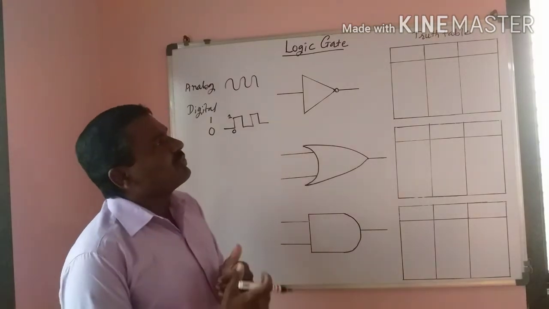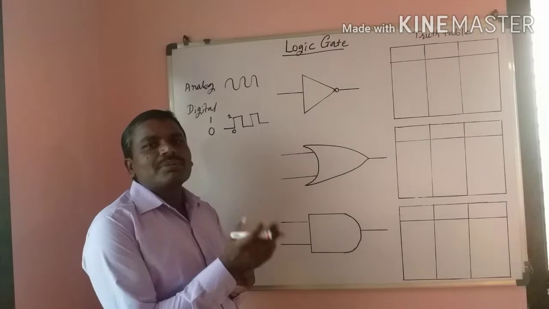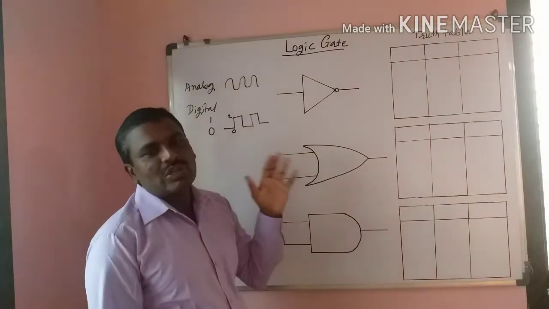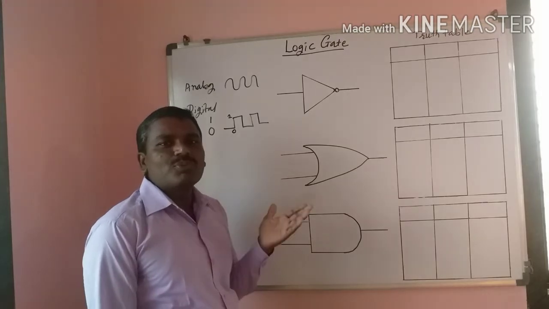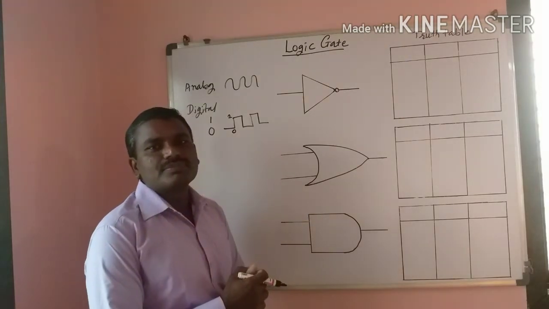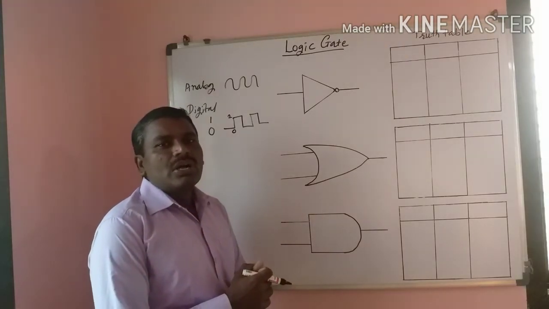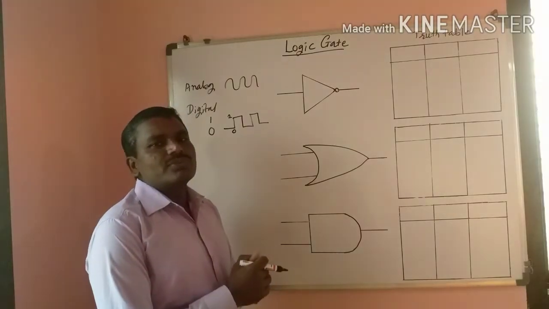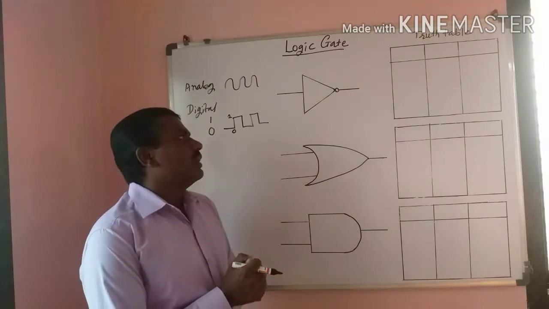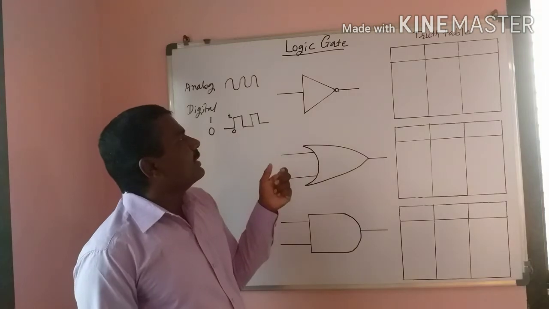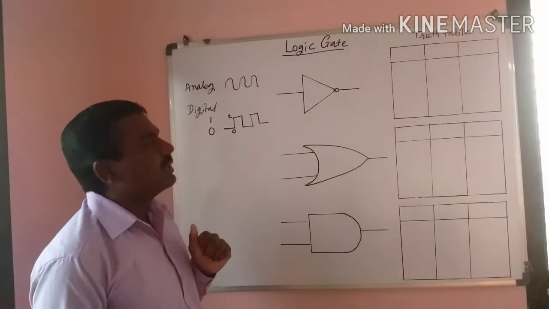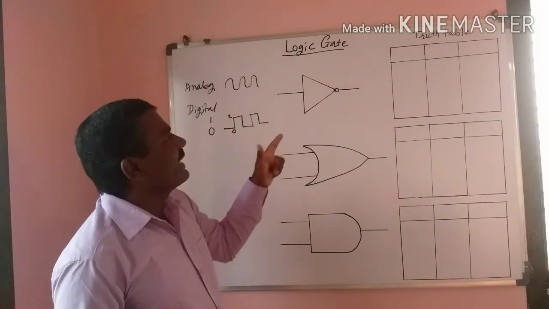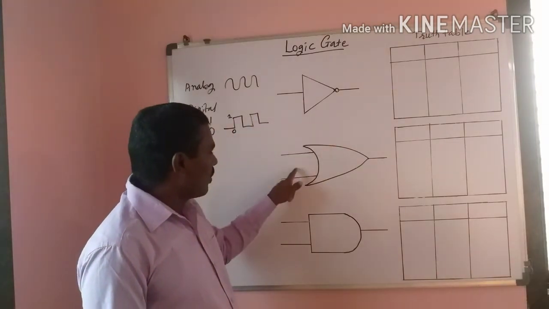Now we should learn about the truth table. Truth table is nothing but the function of this logic gate. It shows the relation between the input and output signal. It also gives the working of that gate. This logic gate contains a symbol. These are the symbols.